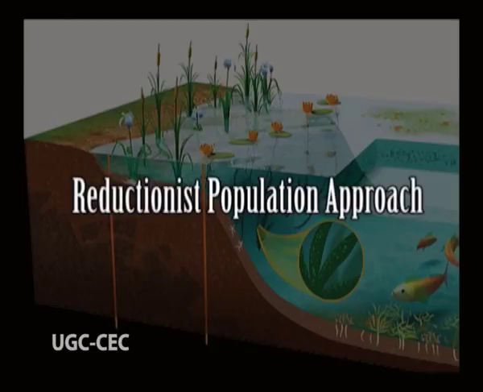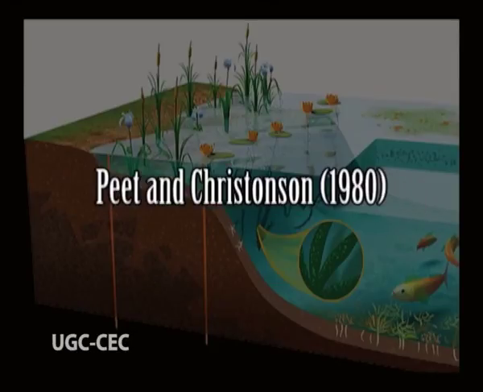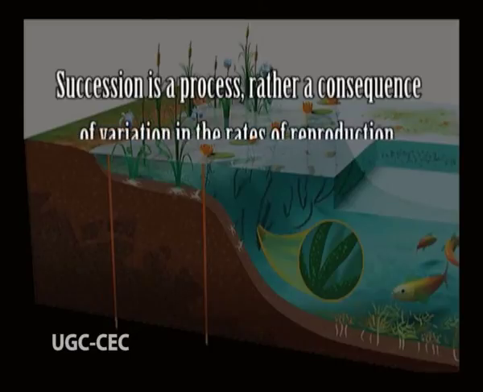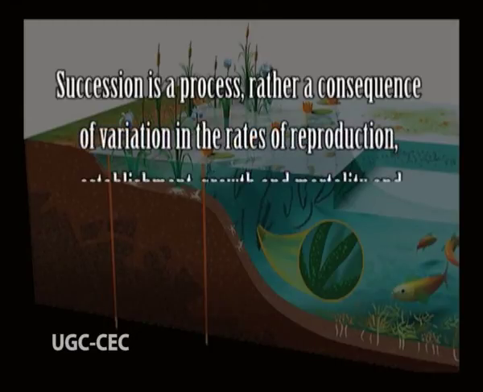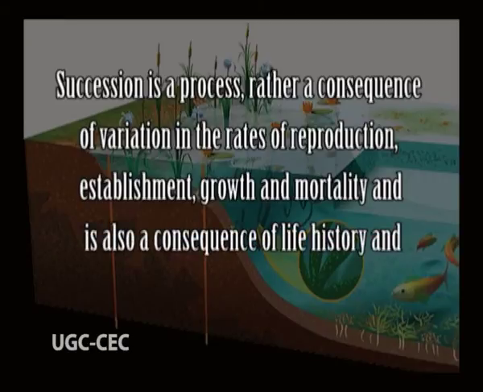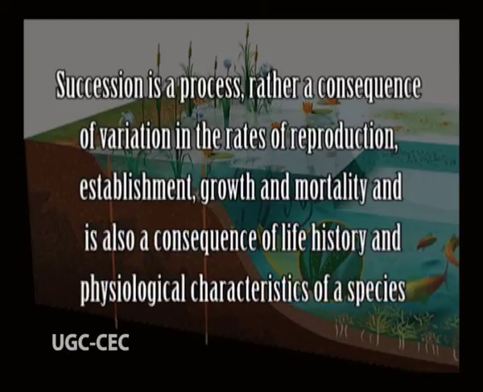Now, the reductionist population approach. Peet and Christensen, 1980, viewed succession as a population process and argued that succession is a consequence of variation in the rates of reproduction, establishment, growth, and mortality, and is also a consequence of life history and physiological characteristics of a species.